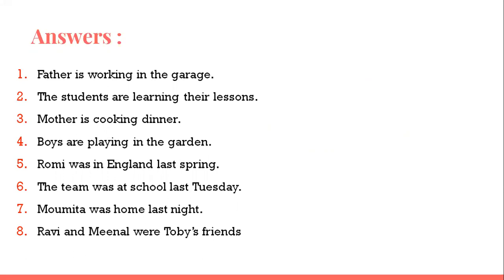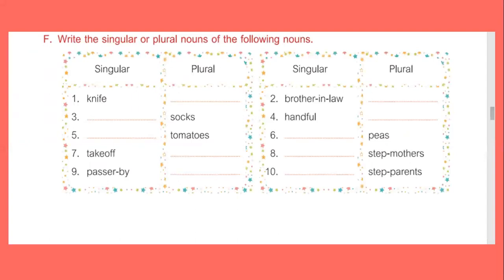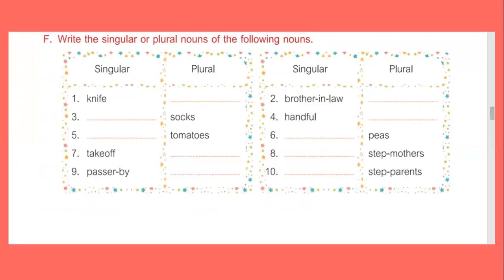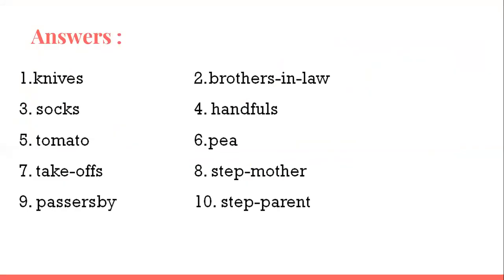Okay. Last one. You're going to write the singular or plural nouns of the following nouns. Knife will become knives. Sock, socks. Tomato, tomatoes. Take off, takes off or take offs. Passerby, passers by. Brother in law, brothers in law. Handful, handfuls. Peas, stepmother and step parent.